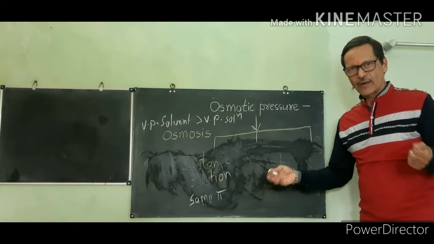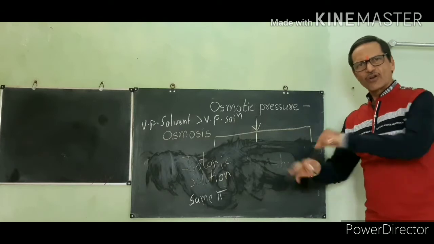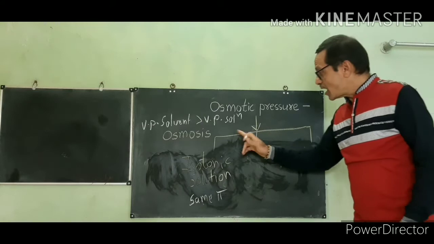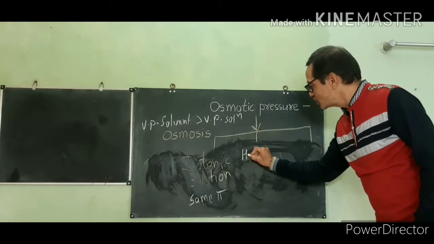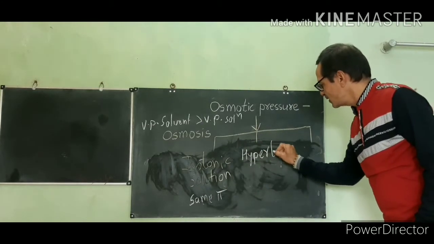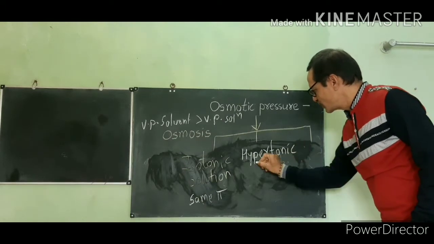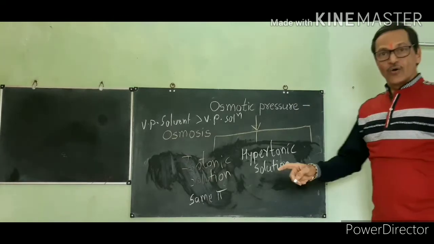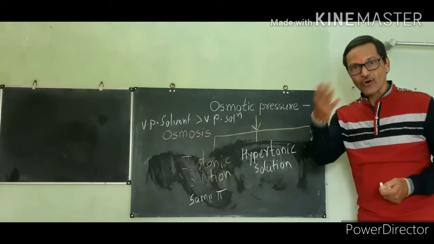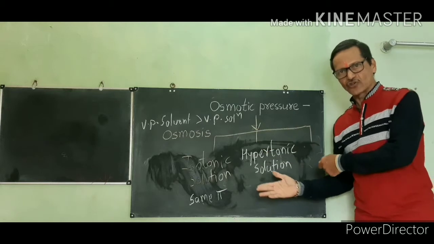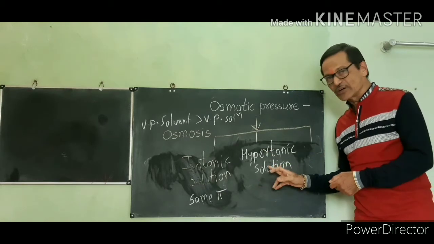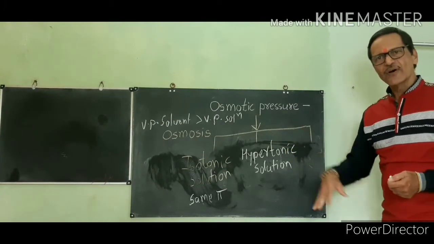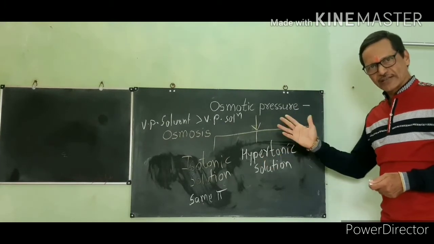0.1 molar urea and 0.1 molar sugar solution: the concentration is the same, so the osmotic pressure is the same. The other type is hypertonic solution. When one solution has higher osmotic pressure than another solution, it is called hypertonic solution. Generally, the higher concentration has higher osmotic pressure.